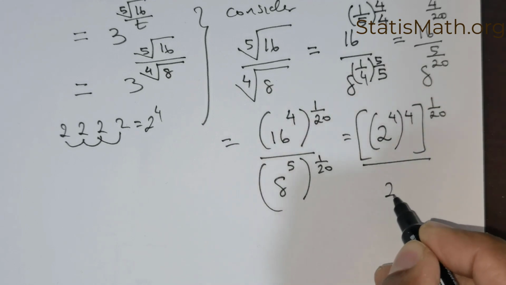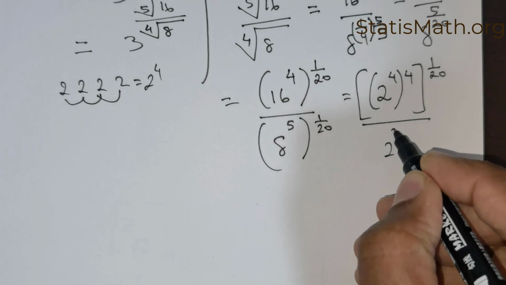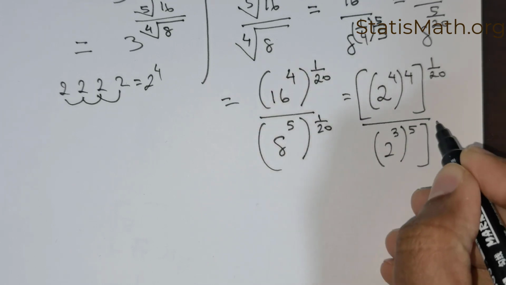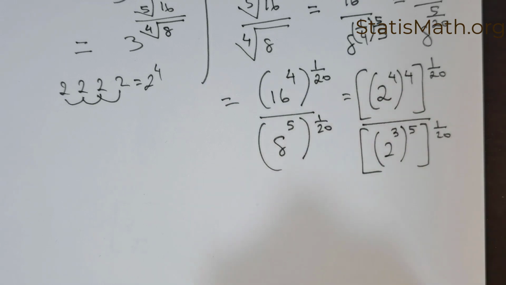Now 8 is nothing but 2 raised to the power of 3. So this is going to be 2 raised to the power of 3, and that is raised to the power of 5, which in turn is raised to the power of 1 over 20. So this is what we have got.